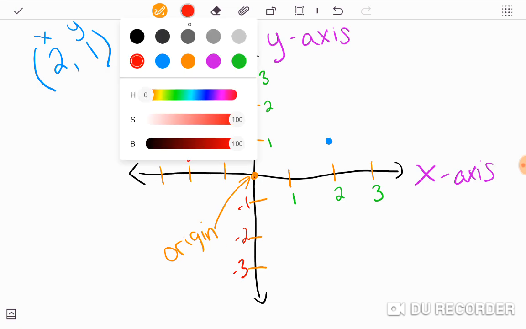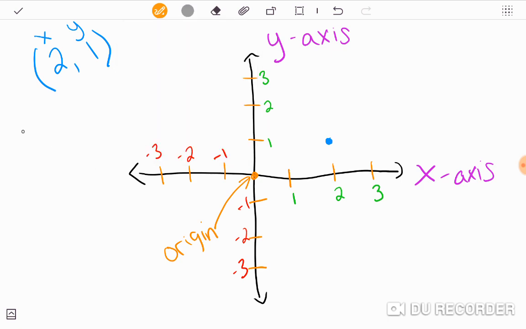So if I had another point, let's say I have negative 1 comma 3. That means my x value is negative 1. Remember, you start at the origin, which is 0, 0. You go x value first, because the x comes first. So you go negative 1, and then you go up 3. So 1, 2, 3, and you would have your point.